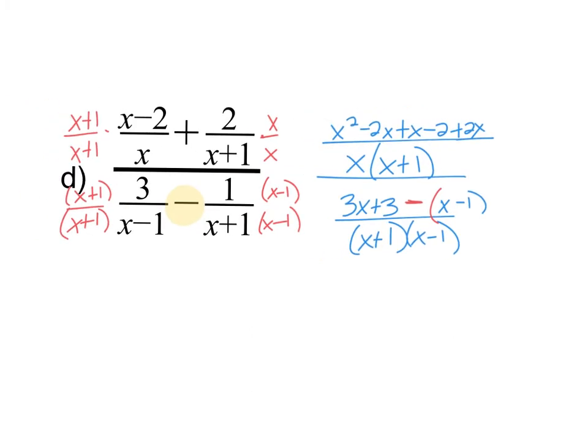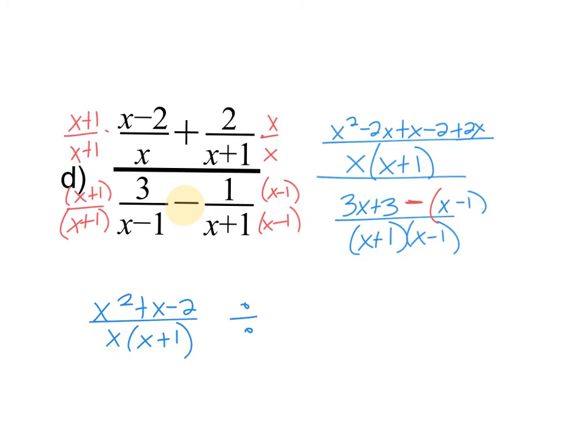So let's start at the very top and clean it up. And I'm going to write it separate too, with a division sign in between. So it looks like we have x squared, negative 2x plus x plus 2x would give me just positive x, right? Okay, and then we have that minus 2. On bottom we have x times x plus 1. I'm going to leave that factored.